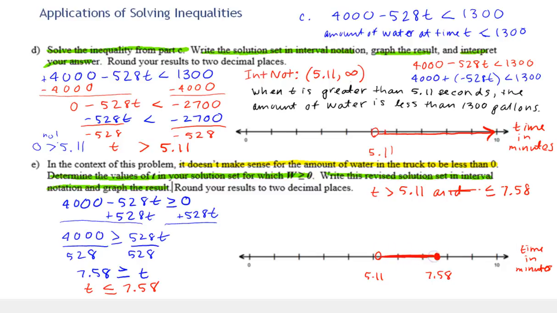Now, if we want to write this as a bounded inequality, we would want our t in the middle: t is greater than 5.11, and it's less than or equal to 7.58. In interval notation, you would write 5.11 with a parenthesis and 7.58 with a bracket.